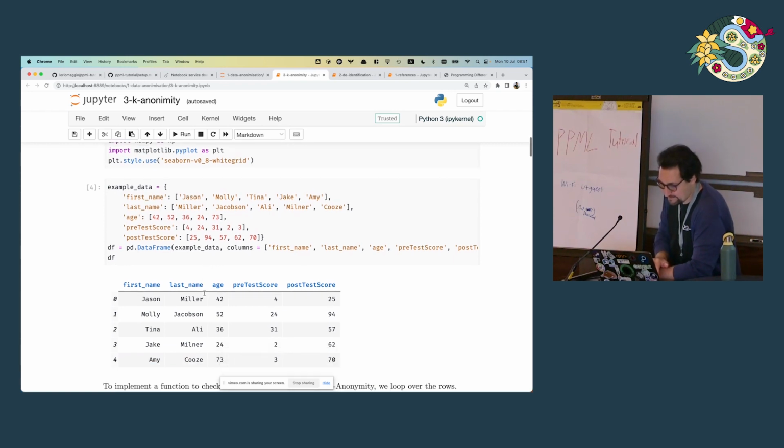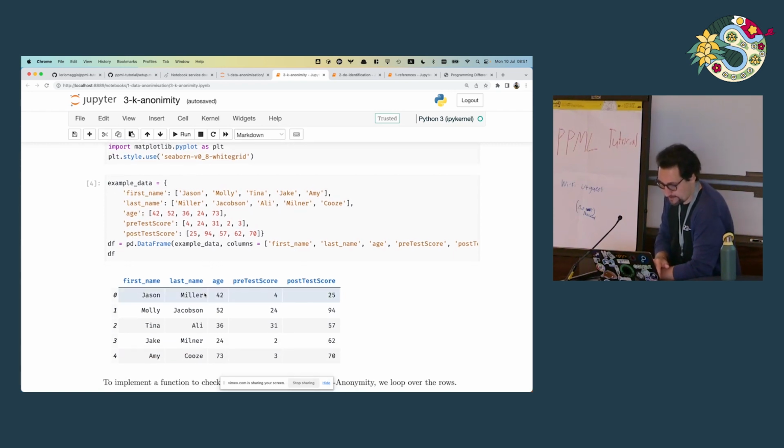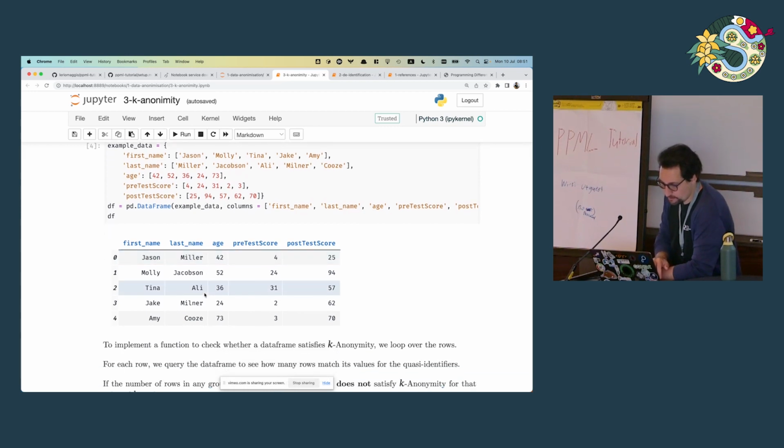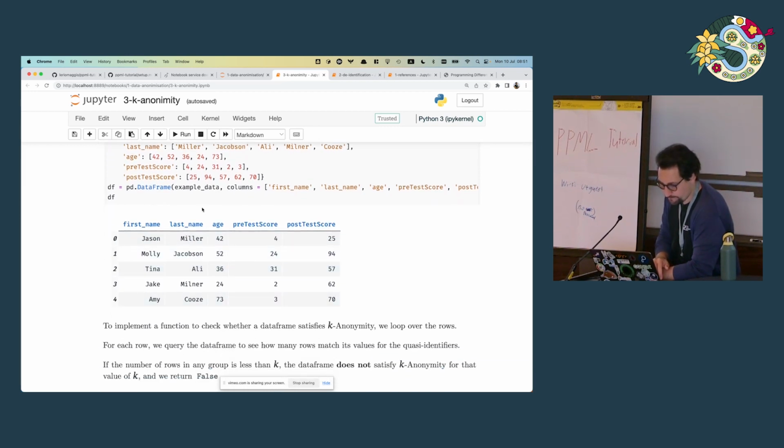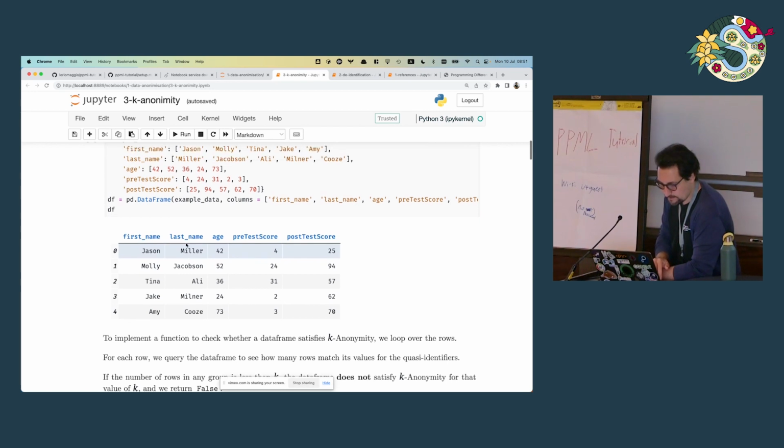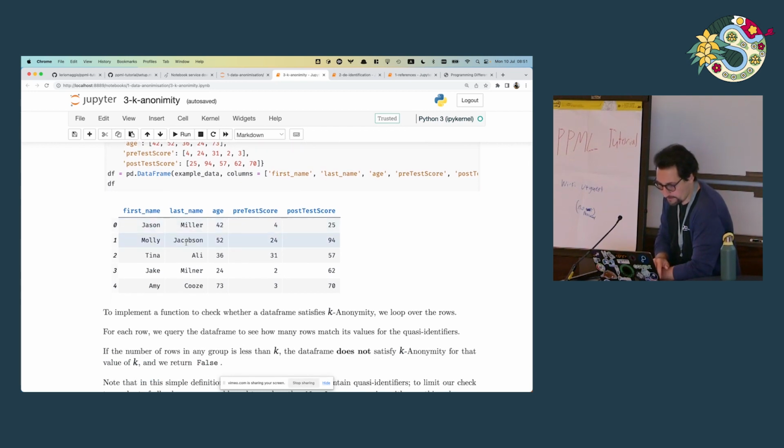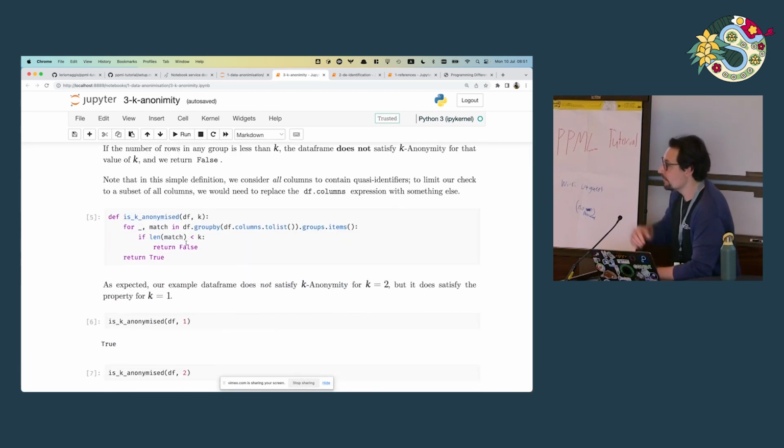So as expected, the data frame is by definition k-anonymized by 1, but it's not k-anonymized by 2 in this case. And the reason is that we don't always have at least 2 rows for each value of the column. So that's pretty straightforward to see. But what can we do in this particular case?